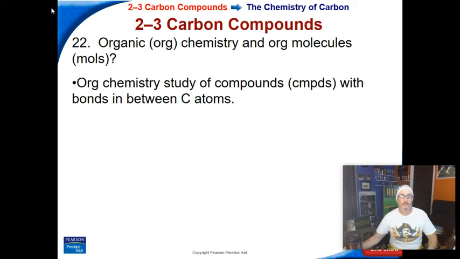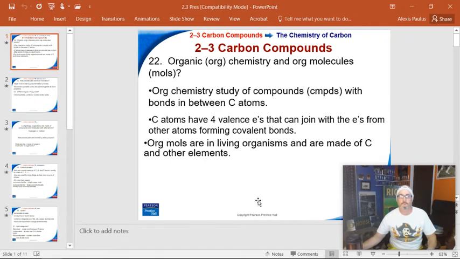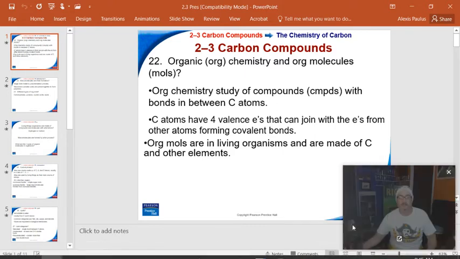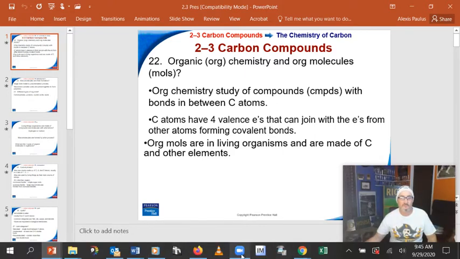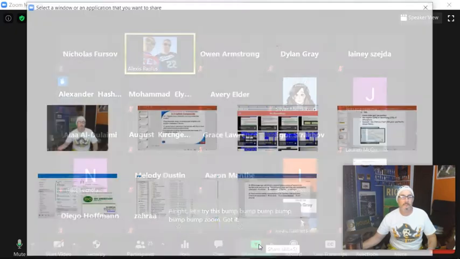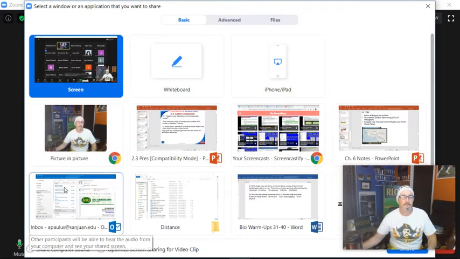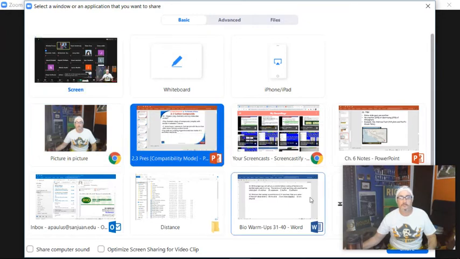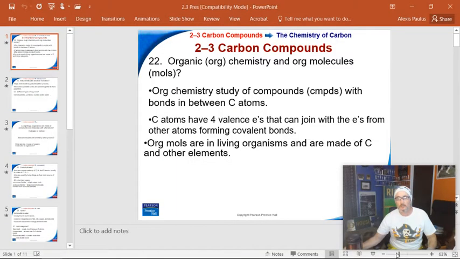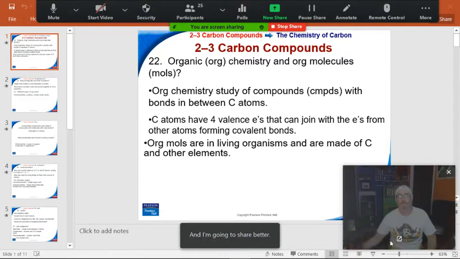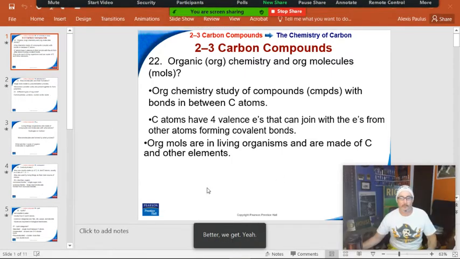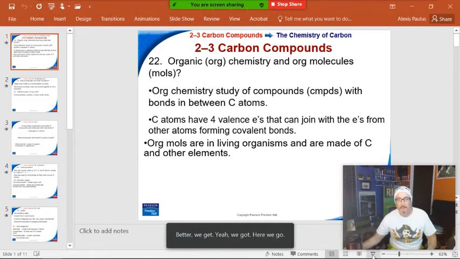And I don't know what happened to my closed captioning. I still can't see anything. You can't see anything? Okay, hold on. Oh, I'm not screen sharing. Duh. All right, let's try this. Zoom. Got it. And share screen. Thank you for reminding me that I need to share the screen. All right, and we're going to the 2-3 notes. Better? We good? Yeah. We good. All right, here we go. Slide down here and bam.